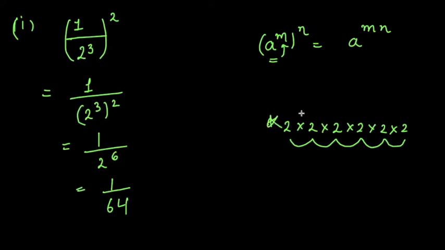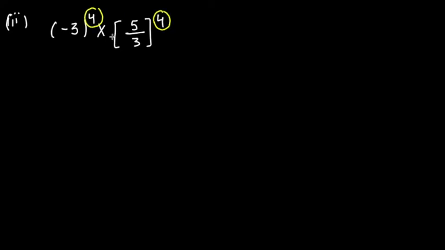Now let's see the third part of the question, which is minus 3 raised to the power 4 into 5 by 3 raised to the power 4. Now here you have both numbers as positive exponents. What is common here? You see the powers of both the numbers. The exponent in both the numbers is same. The operation is multiplication, but the bases are different.